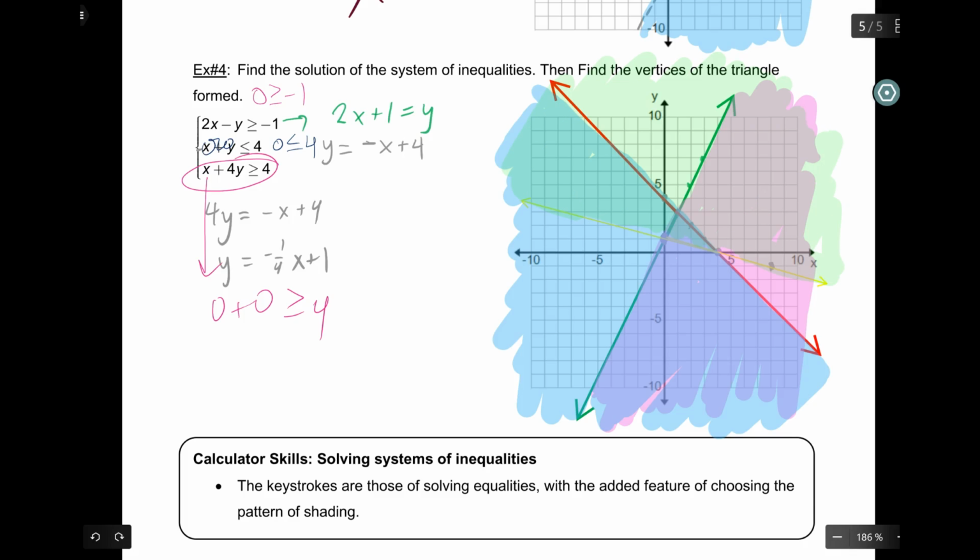So you can see there's this triangle right here that actually has everything included. So one of the points is 5, 0. Another point is 0, 1, which is right here. And then my last point is 1, 3. So right here, 1, 3 is my other point. So those are my 3 vertices for my triangle.